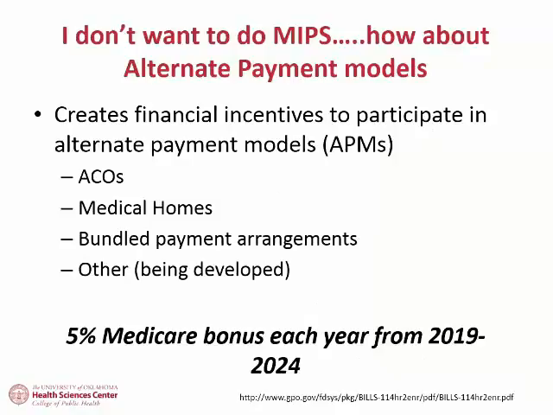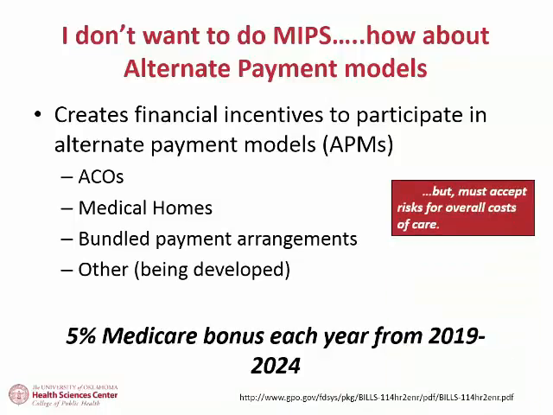Okay, you say, I don't want to be in that payment system. I don't want to be in the whole MIPS scoring. I don't want to do that. I'm going to go to the value-based payment models. Well, the problem is, and that's really good, if you do that, you get a 5% Medicare bonus every year for 5 years. The only problem is you have to accept financial risk so that if your cost of care are too high, you have to pay part of the money back. And that's why not many doctors are ready to take financial risk for the care they deliver to the Medicare population.